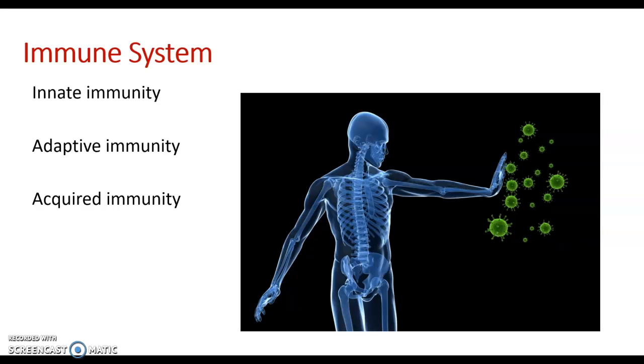The last section of Chapter 7 focuses on our body's immune responses. We have three categories of immune response, and these are largely triggered or performed by our lymphatic system. So we've got innate immunity, adaptive immunity, and acquired immunity.